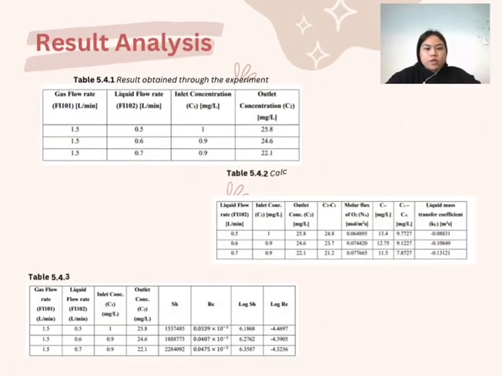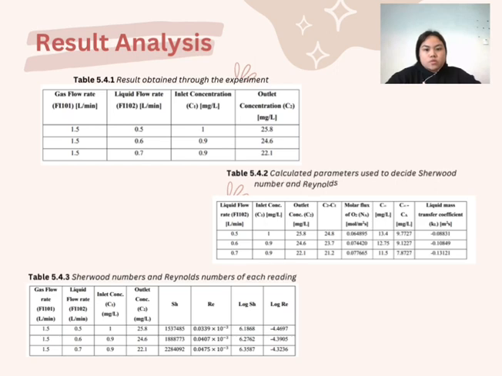My name is Fargalangi with metric number 79387. So this is the result that we refer from the lab report. Table 5.41 is the result obtained through the experiment. Table 5.42 is the calculated parameters used to determine the Sherwood number and Reynolds number of each reading. Table 5.43 is the Sherwood number and Reynolds number of each reading.